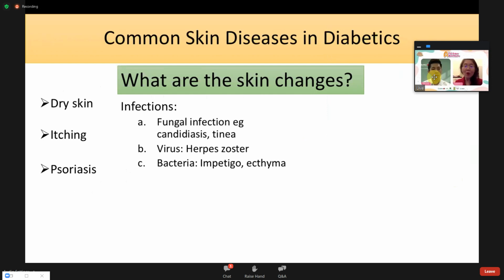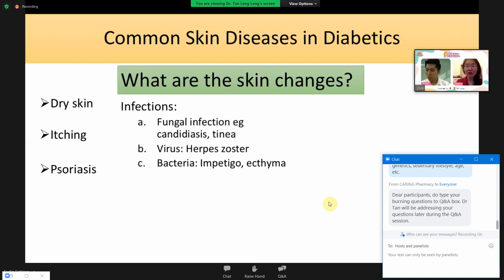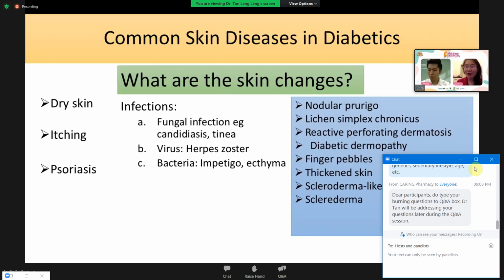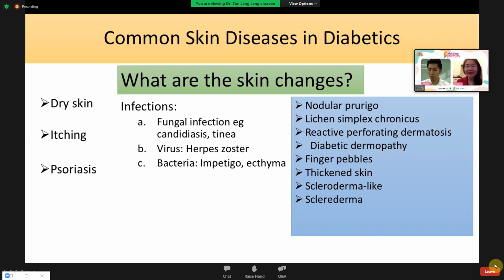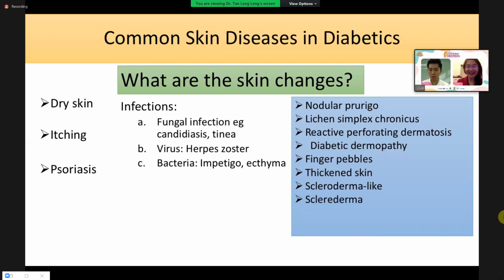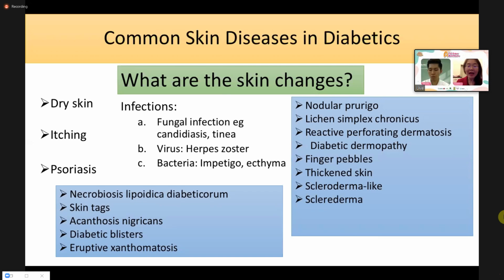lower and you are more prone to infection. For example, fungal infection, candidiasis, tinea, there are various types of fungal infection, and of course, viral infection like herpes zoster, bacteria like impetigo or ecthyma. So there are many types, not limited to these. There are many other types of infection, and there are still a lot of these skin disorders that can occur in diabetes.